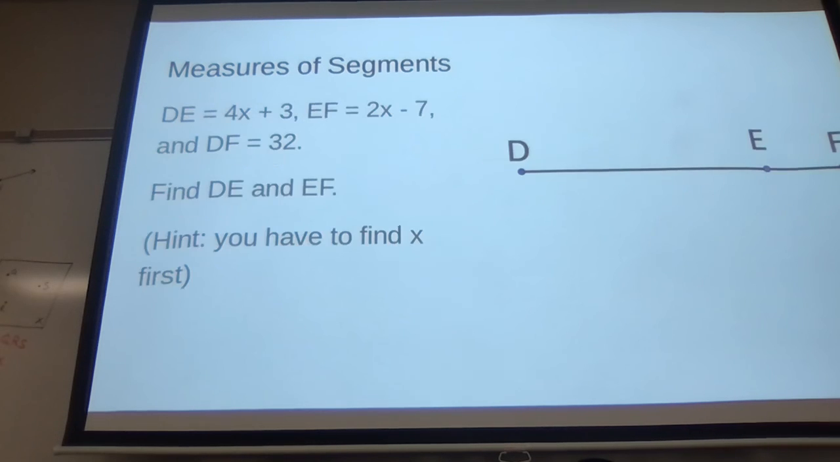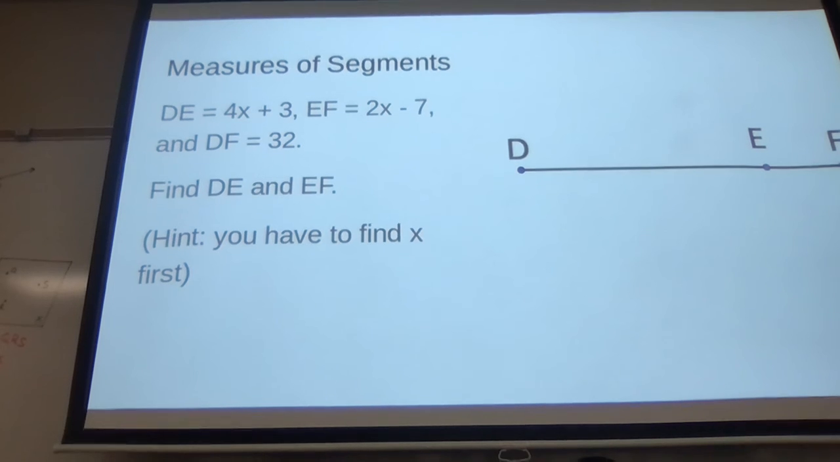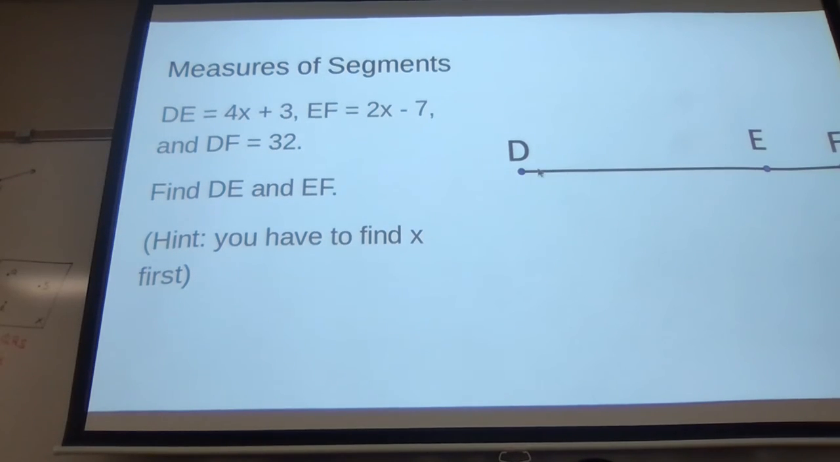Okay, now the last thing we're going to do is throw some algebra in here. Now this time, DE is 4x plus 3. That's this segment right here. EF is 2x minus 7. That's this little segment here. And DF, the entire length, is 32. They want us to find DE and EF.